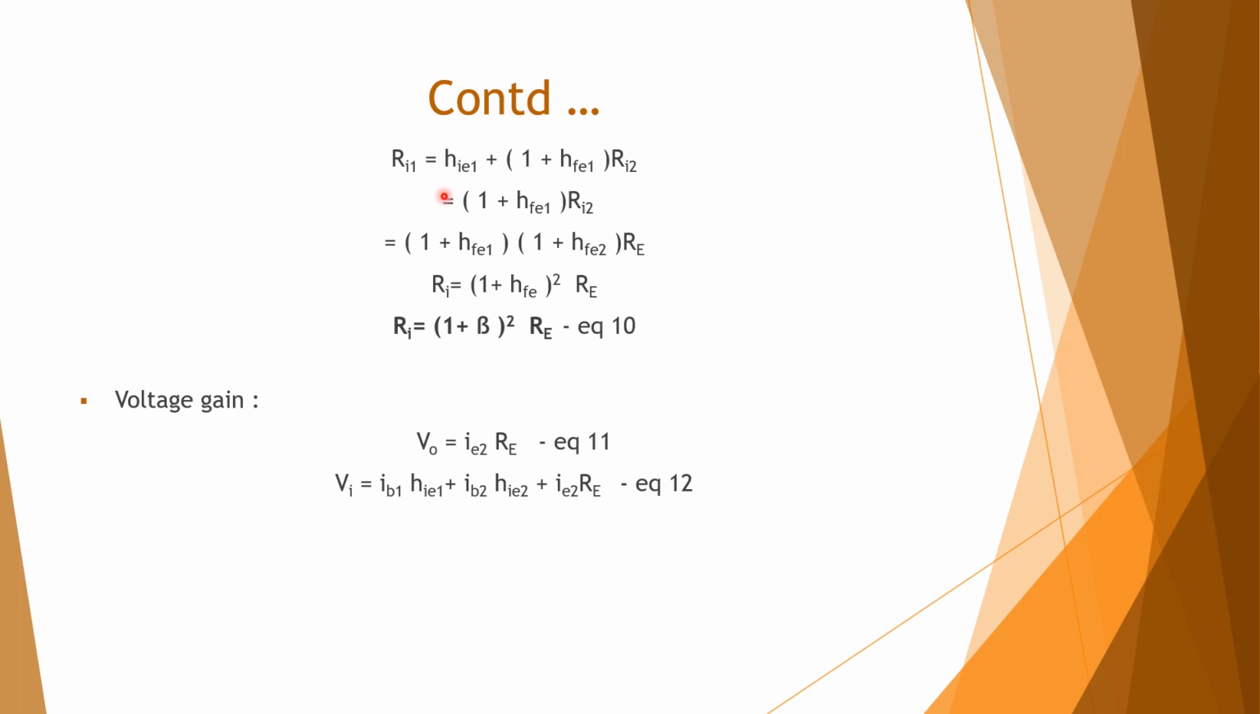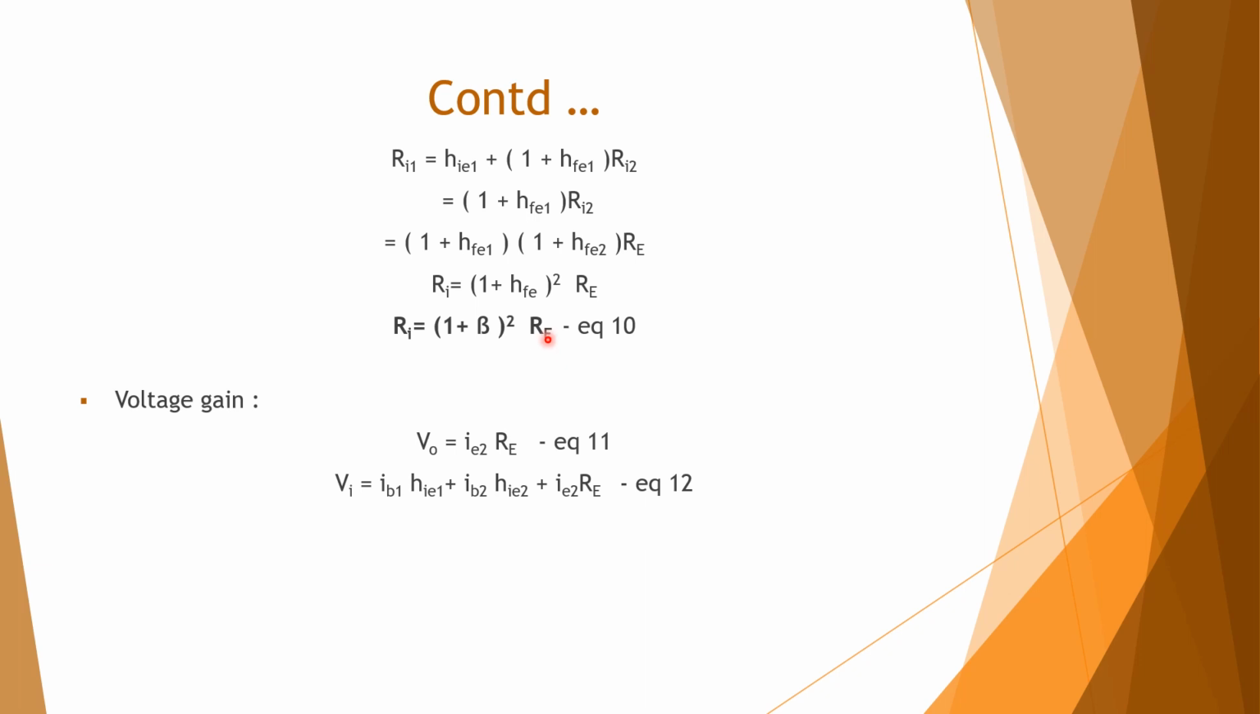So this Ri1, from the earlier equation, we can write as Ri1 equal to Hie1 plus 1 plus HFE1 into Ri2, and Ri2 we can substitute here, that is 1 plus HFE2 into Re. So it becomes Ri equal to 1 plus HFE square Re. HFE can be written as beta. Normally we represent HFE as beta. Both are the same, both are the current gain of the transistor. So this becomes Ri equal to 1 plus beta square into Re, or otherwise beta square Re.